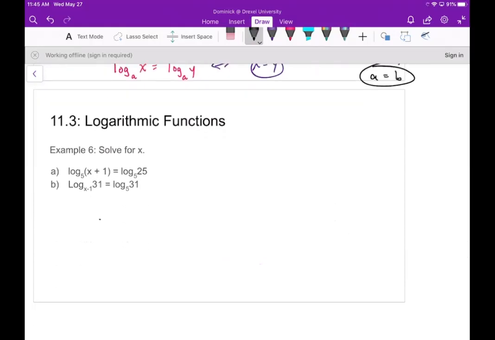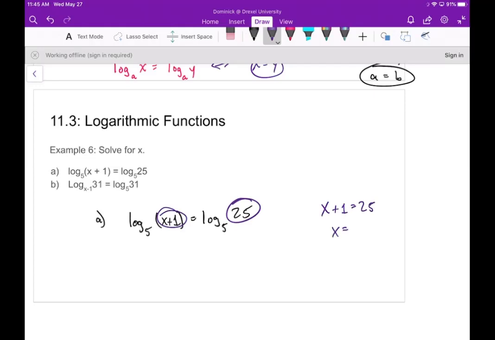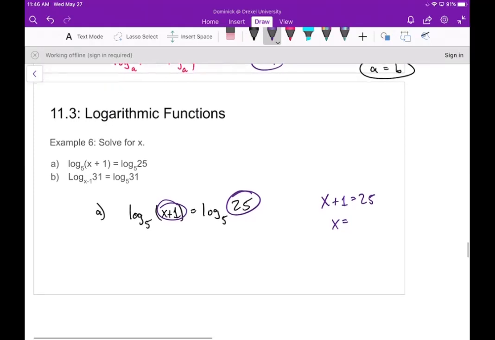So for example, in part A, we have log base 5 of x plus 1 is equal to log base 5 of 25. Well, since both of the bases are equal, this means that x plus 1 and 25 have to be equal. So x plus 1 is equal to 25, right? So then x has to equal 24 once we subtract 1.